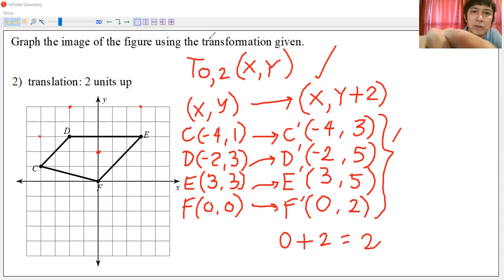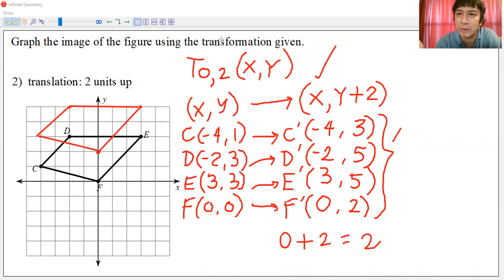We're going to connect these. So we just connect them with straight sides. And then this goes there, and then this goes there, and this goes there. All right, so that is the translated figure, the red figure, and we're done. So that would be for number 2.